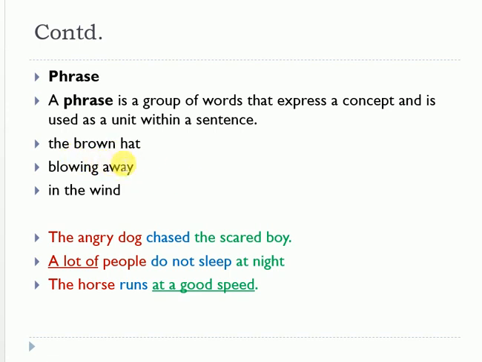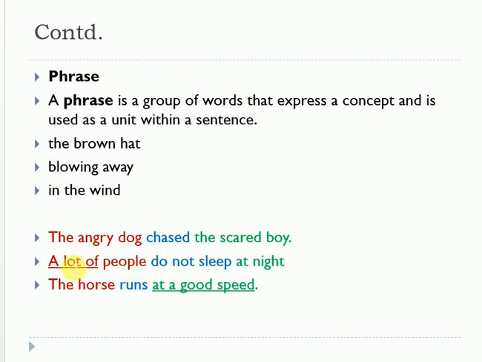For example, take the sentence "The brown hat is blowing away in the wind." This is a full sentence, and it contains three phrases: the brown hat, blowing away, in the wind. Looking at what kind of phrase each is, the brown hat is a noun phrase, blowing away is a verb phrase, and in the wind is a prepositional phrase. Similarly, we see how this next sentence is divided into phrases. I've colored them distinctly so that they may be seen as different phrases.